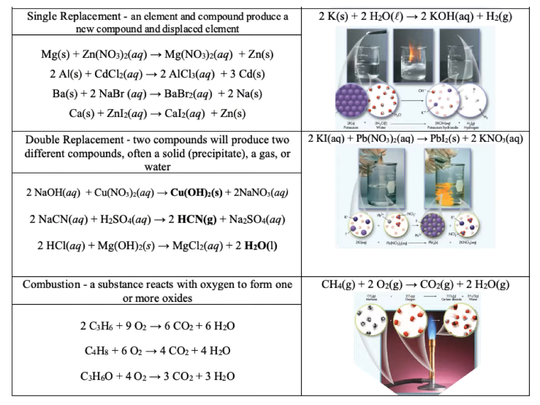The third type is a single replacement reaction. Now, this is the first type that you'll see that you have 2 reactants and 2 products. So in a single replacement reaction, an element and a compound produce a new compound and what we call the displaced element. Now, in the examples, we have magnesium plus zinc nitrate becomes magnesium nitrate plus zinc. The new compound is the magnesium taking the place of the zinc in the nitrate, and the displaced element is the zinc that was in the compound becomes zinc metal.